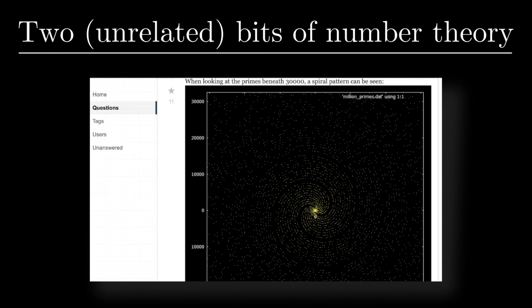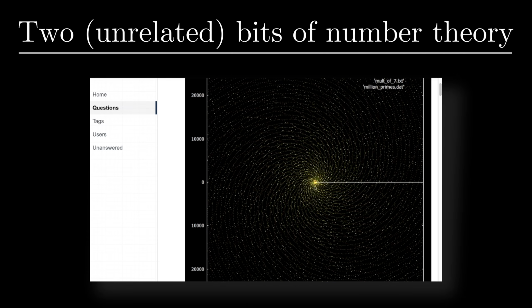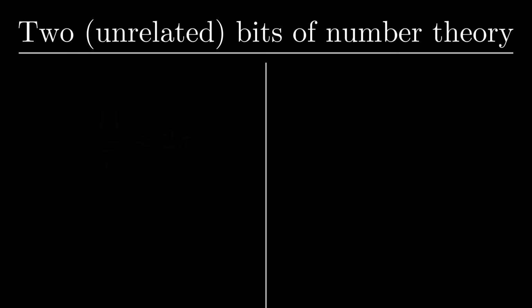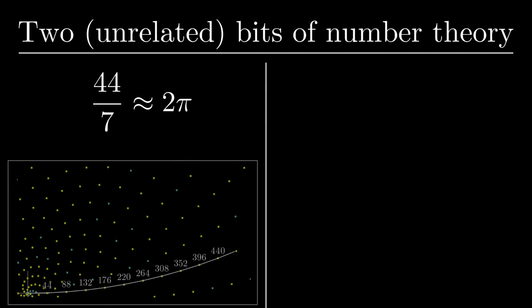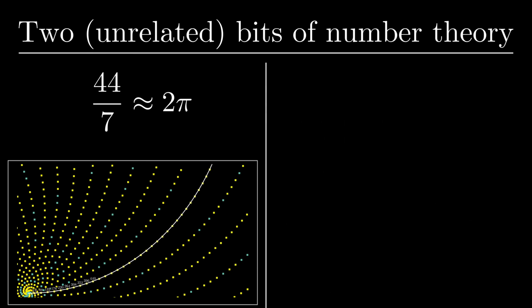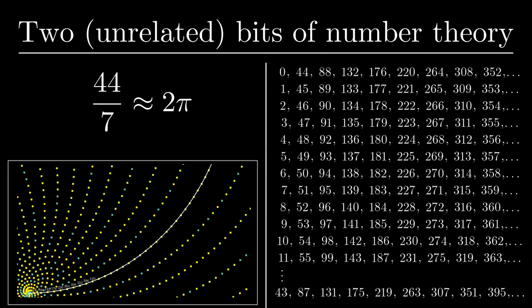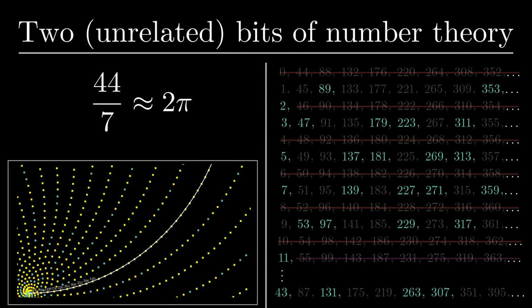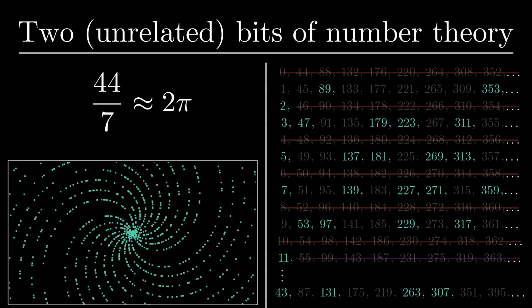In short, what the user on MathExchange was seeing are two unrelated pieces of number theory, but illustrated in one drawing. The first is that 44/7 is a very close rational approximation for 2 pi, which results in the residue classes mod 44 being cleanly separated out. The second is that many of these residue classes contain 0 prime numbers, or sometimes just 1, so they won't show up. But on the other hand, primes do show up plentifully enough in all 20 of the other residue classes that it makes these spiral arms visible.